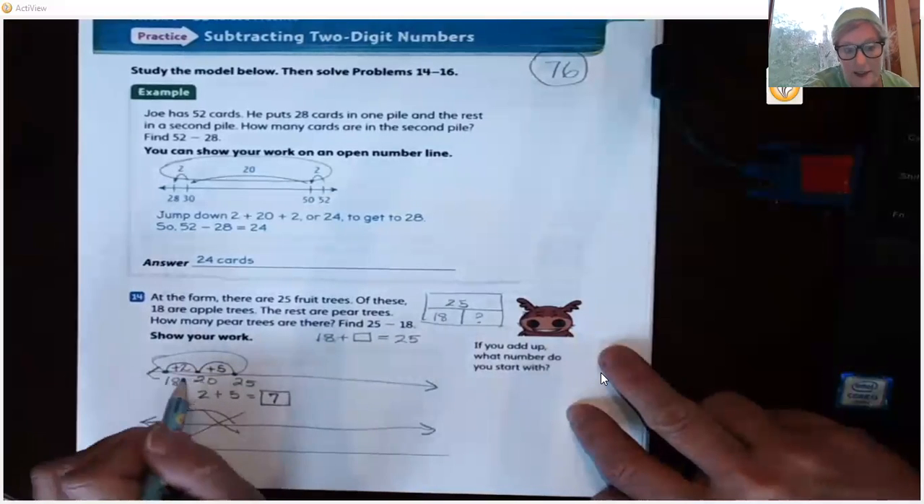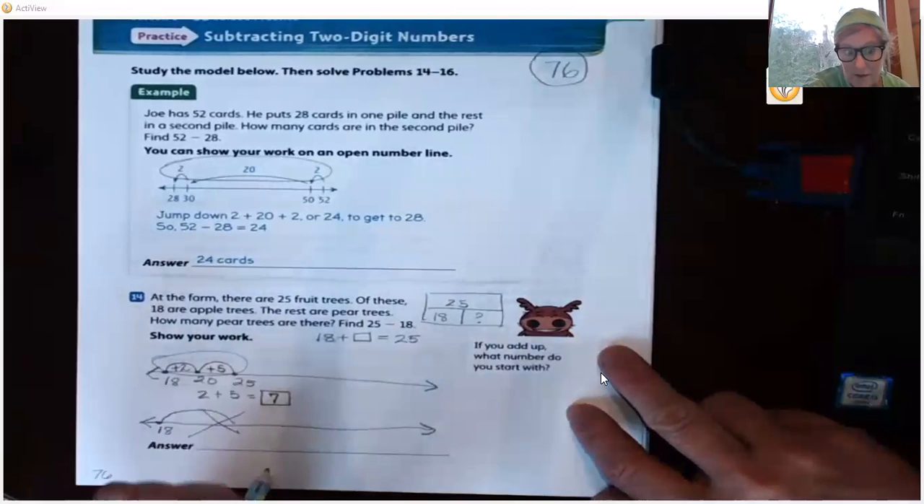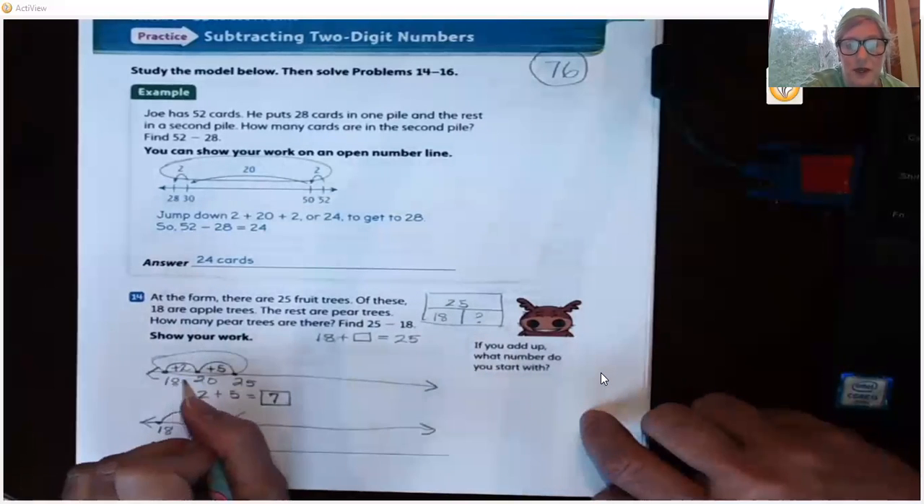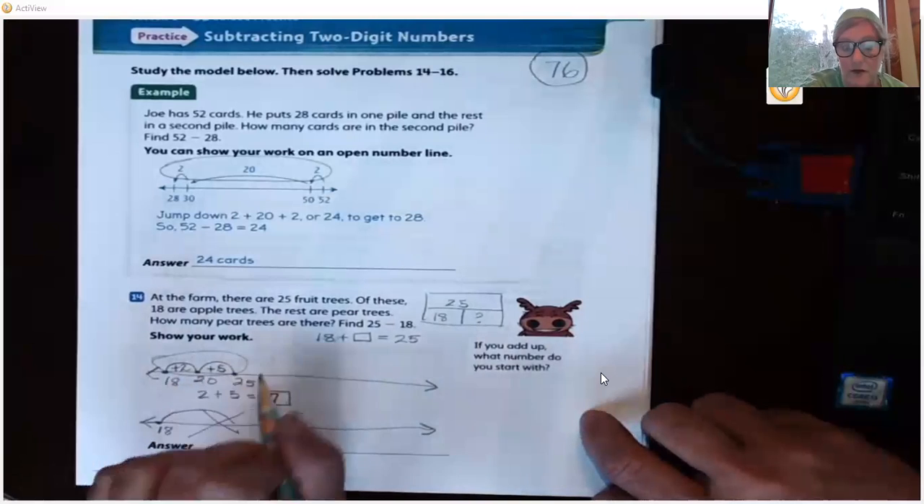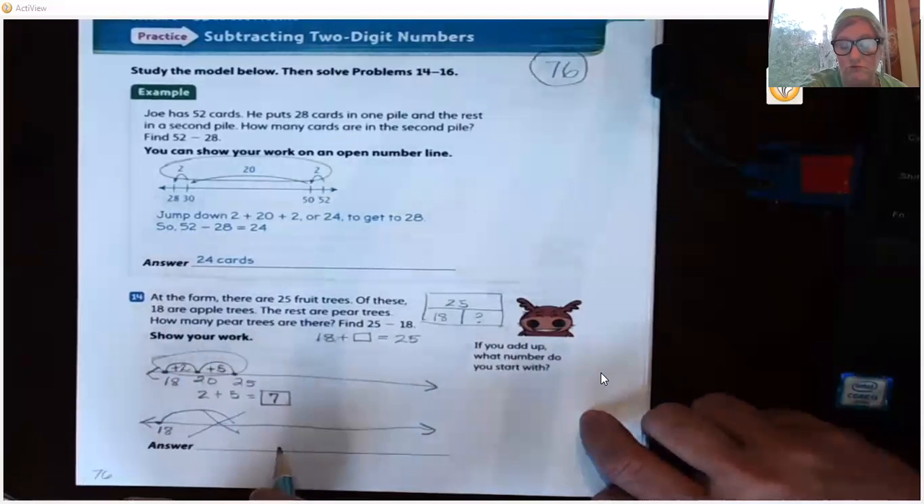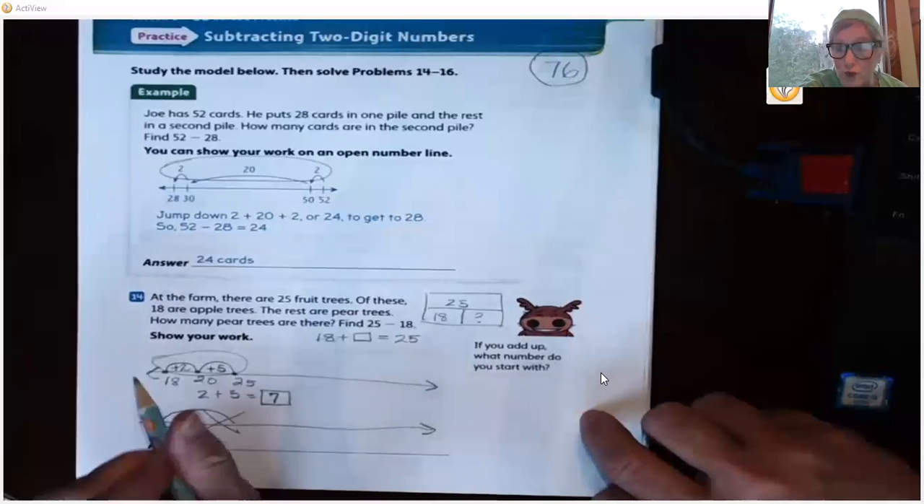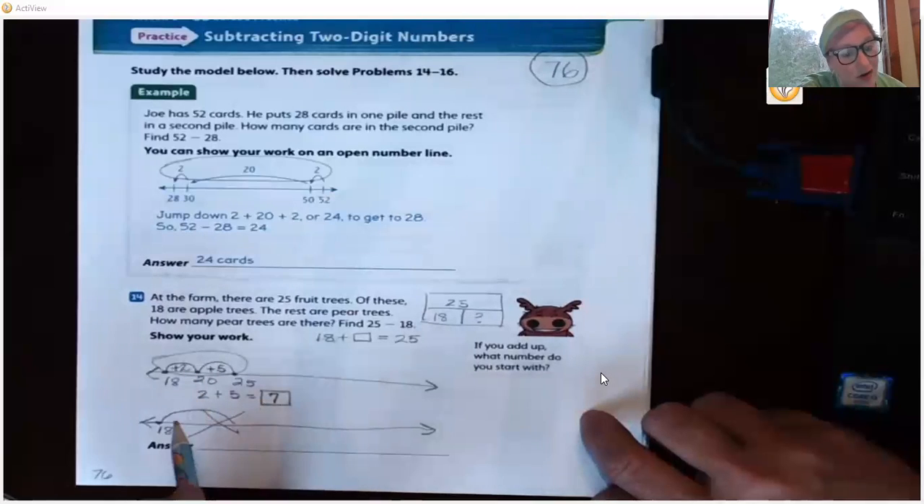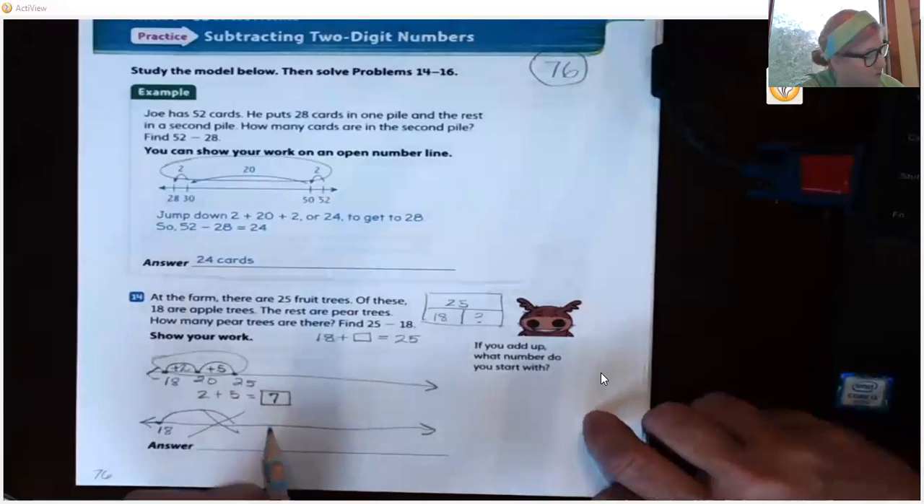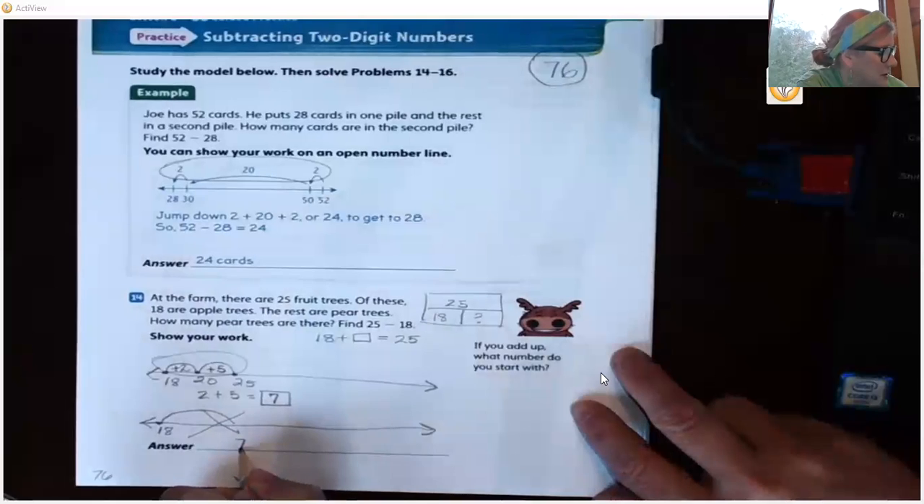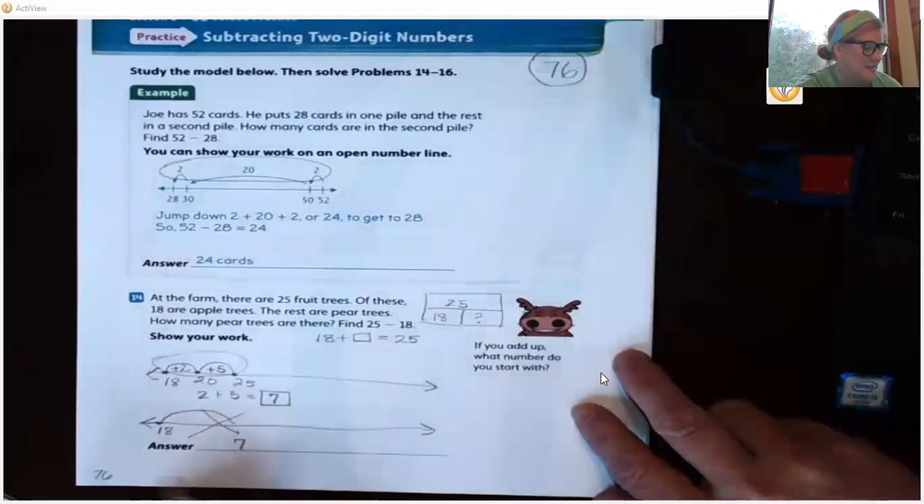Okay, you might have added different numbers to get there. You may have done it with mental math in your head and gone, okay, I know 2 plus 5 is 7, and added up 7. You could have done that. You could have done them by ones, but you cannot add on a 10 first because it would be too much. So our answer, as we already found, is 7.